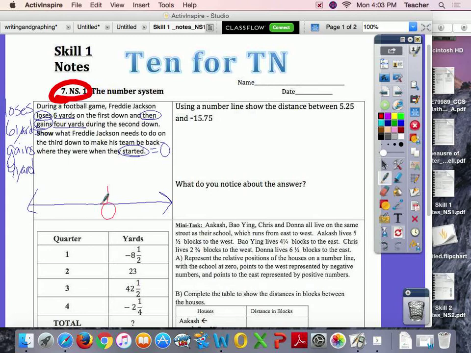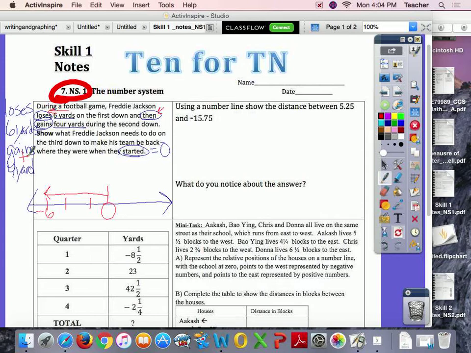So the first thing he did was he lost 6 yards, which is a negative. So we're going to go backwards 6 yards. So 2, 4, 6. Negative 6. Then, that conjunction, he gains. What is gain telling us? We're adding. But where are we starting from? Are we starting from the 0 or the negative 6?